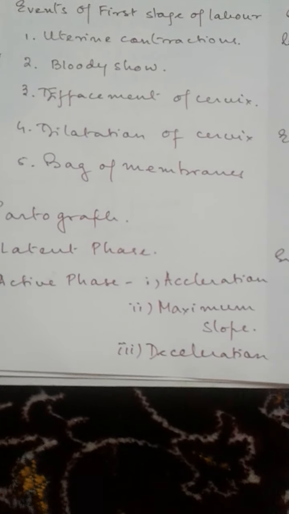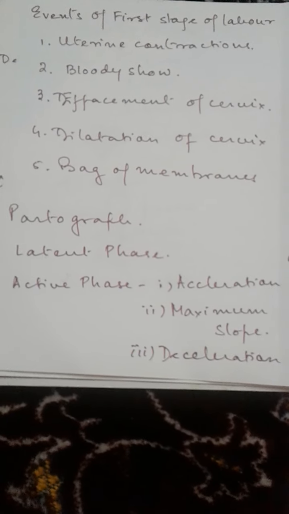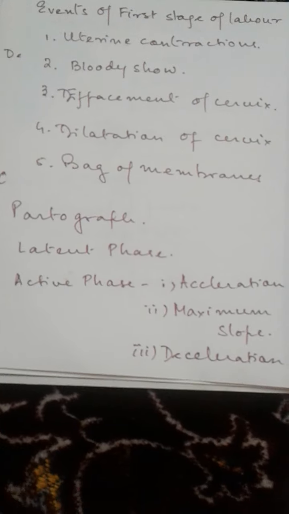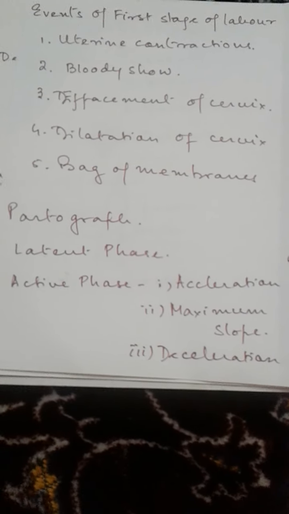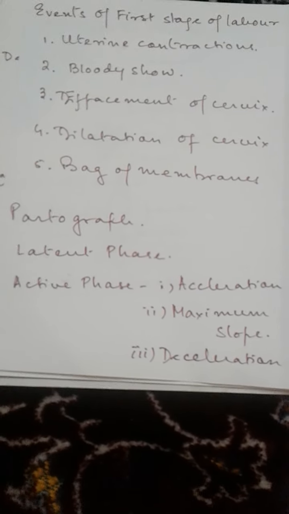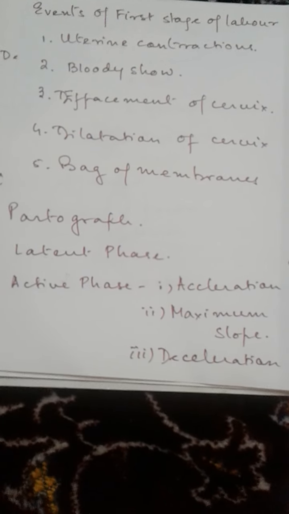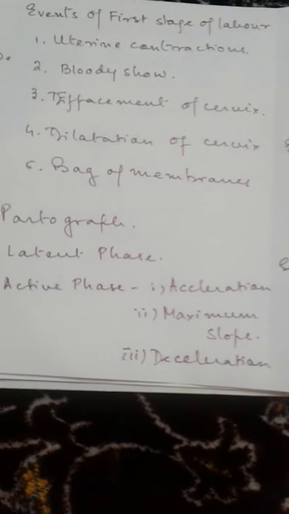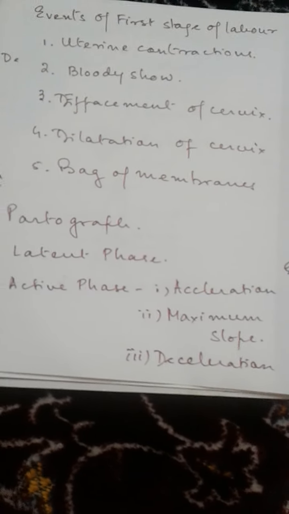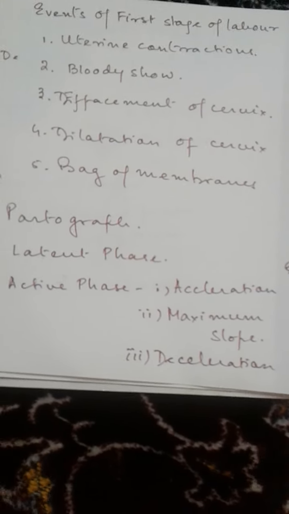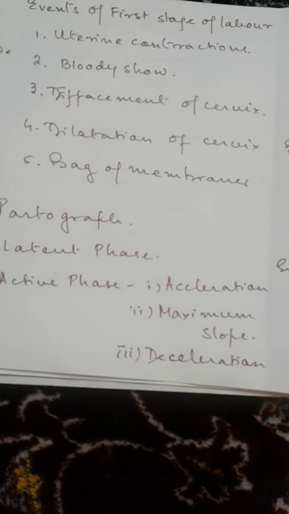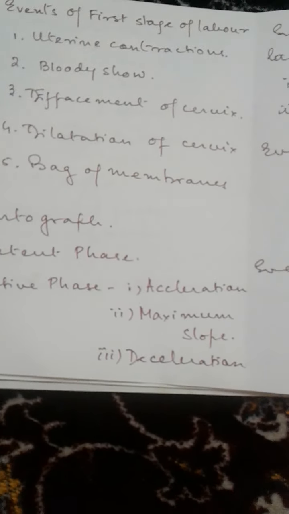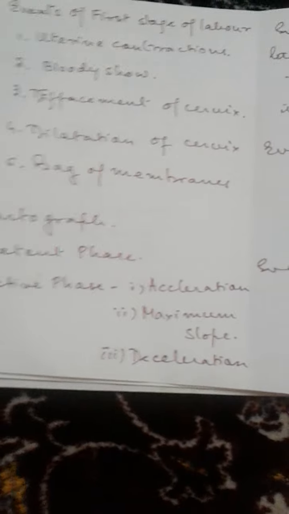The latent phase is the phase from the onset of labor till the cervix is 3 cm dilated. It is found to last for about 6 to 8 hours in primi and 4 to 6 hours in multi. Prolonged latent phase is stated to be when this stage lasts for more than 20 hours in primi and 14 hours in cases of multigravidae.